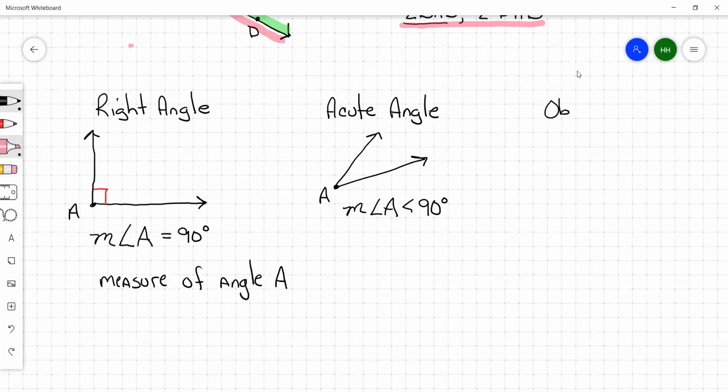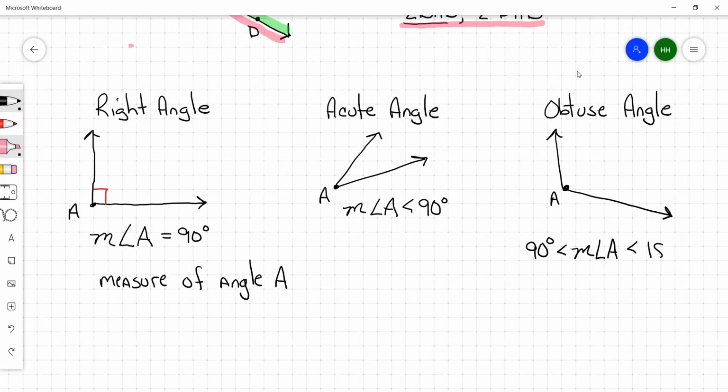And then you've got an obtuse angle. And an obtuse angle has a measure. Let's do this. Let me move this over here a little bit. Let's say that 90 degrees is less than the measure of angle A, and angle A is also less than 180 degrees. So an obtuse angle measures between 90 and 180.